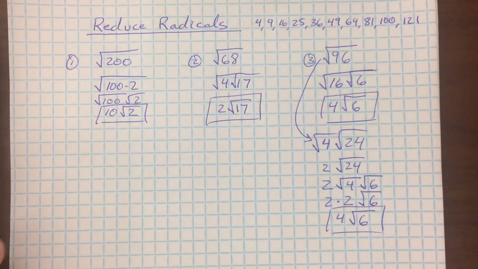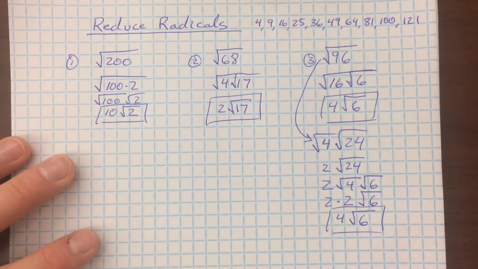And that's how we reduce radicals. And so any time you run into radicals that we want to be in reduced radical form, this is what we're talking about.